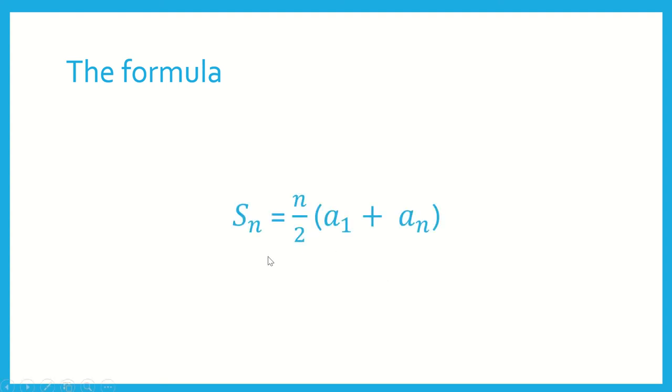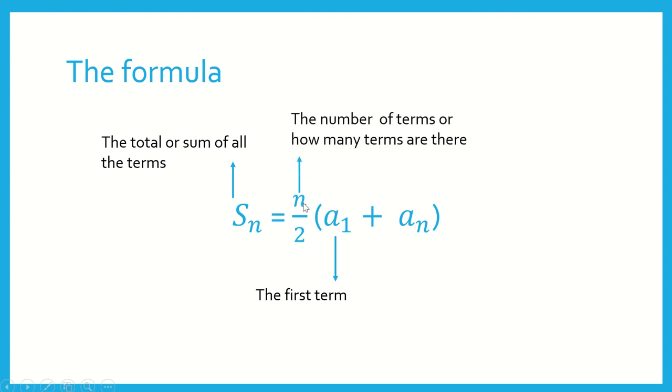S of n is equal to n over 2 times the quantity of a sub 1 plus a sub n, where S of n is the sum or the total of the terms, while the first term is a sub 1. N is the number of terms, so how many terms are there? And a sub n is the nth term, or usually the last term. Okay? Now let's have our first example.